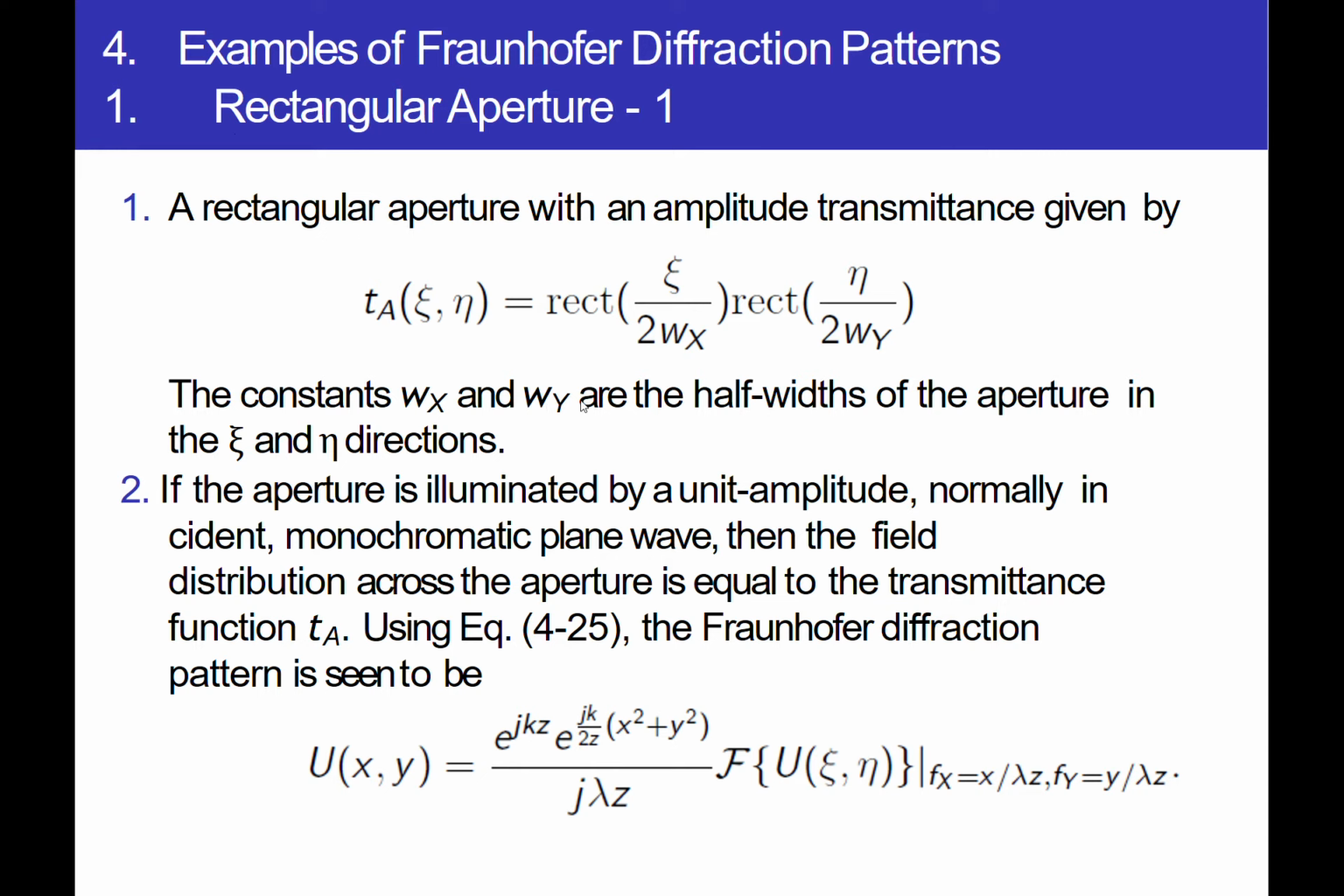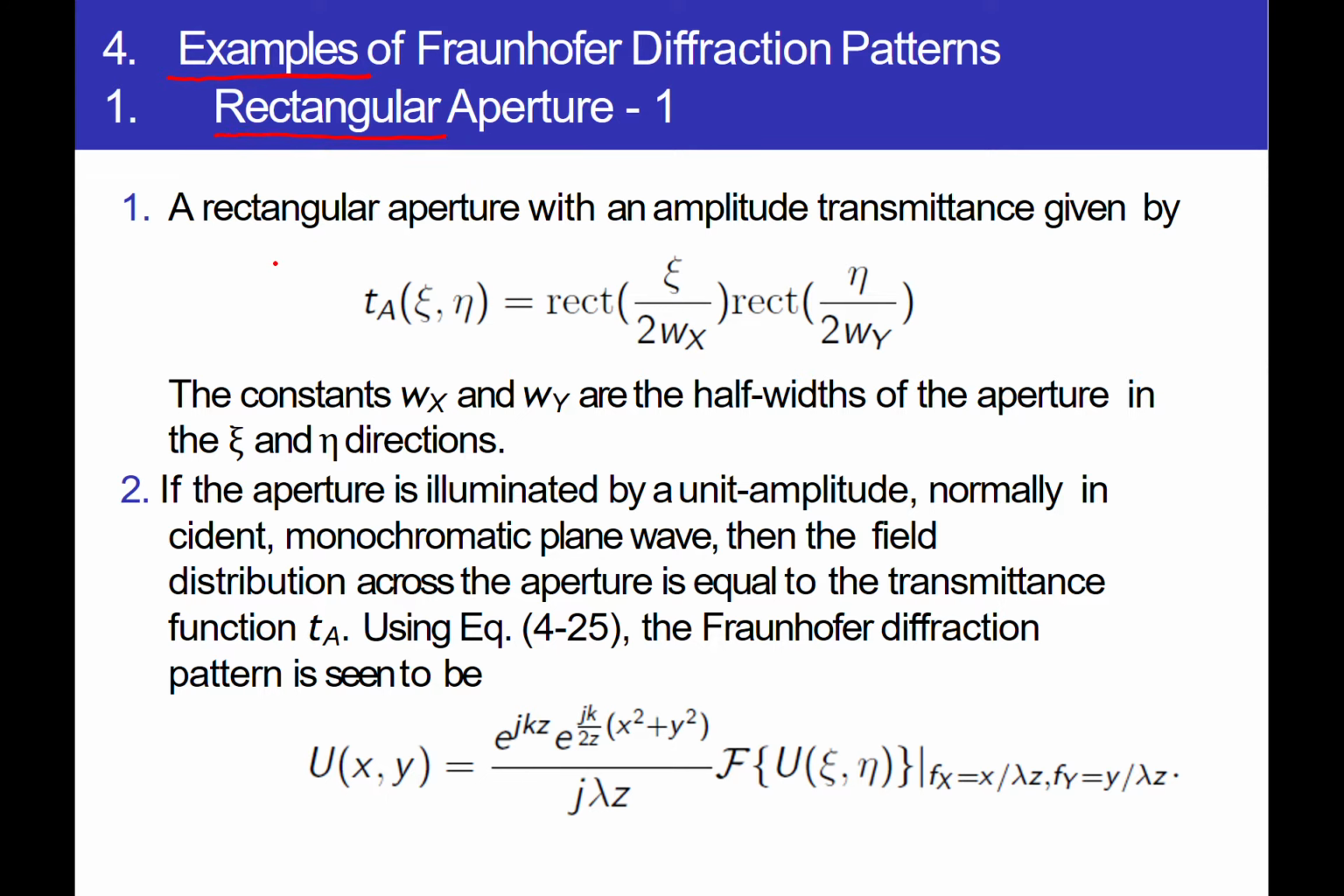Hello everyone. We will continue our discussion on chapter 4. In this lecture we are going to talk about examples of Fraunhofer diffraction patterns. And as a first example we are going to talk about the rectangular aperture.